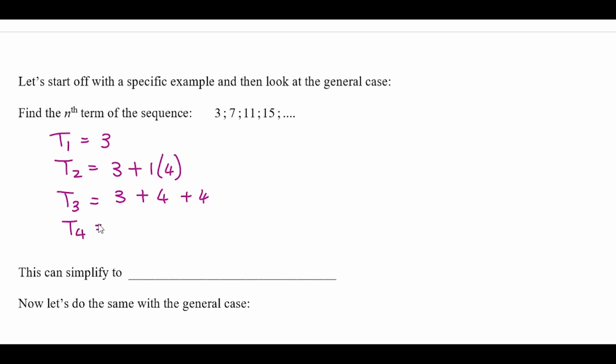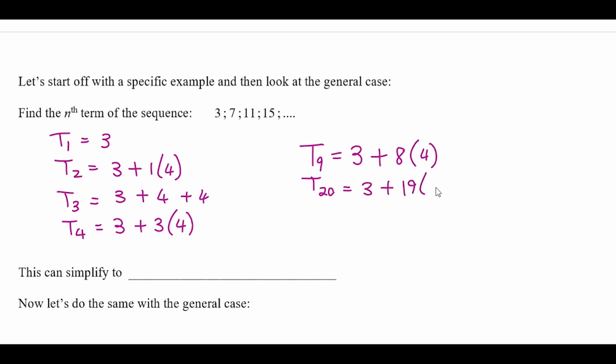To get to the fourth term, we're going to take this term and add another 4. So instead of having 2 lots of 4, we're going to have 3 lots of 4. And hopefully we can see that if, for example, we wanted to get to the 9th term, the 9th term would be 3 plus, notice that the number of common differences that we add is 1 less than the term number we're trying to find. So T9 would be 3 plus 8 lots of 4. T20, for example, would be 3 plus 19 lots of 4.